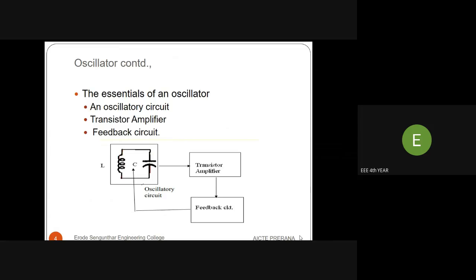The feedback circuit feeds the output back to the input. Here we are using positive feedback. That means the output signal is added to the input signal.